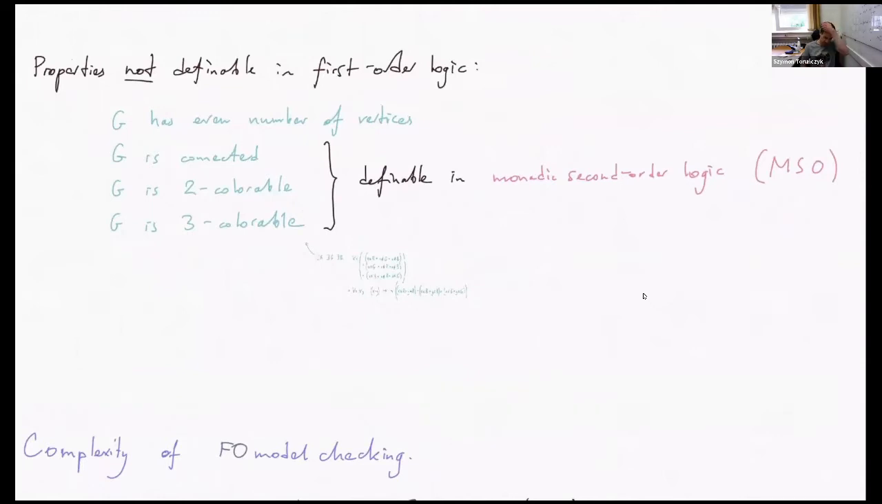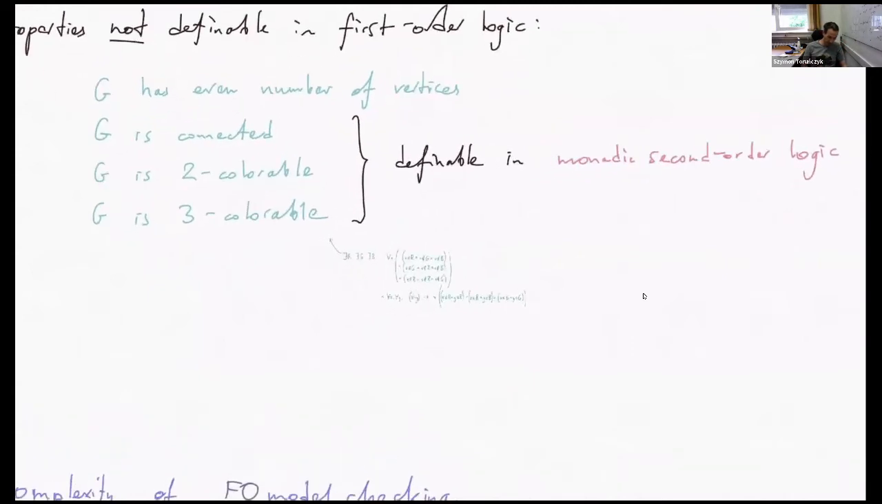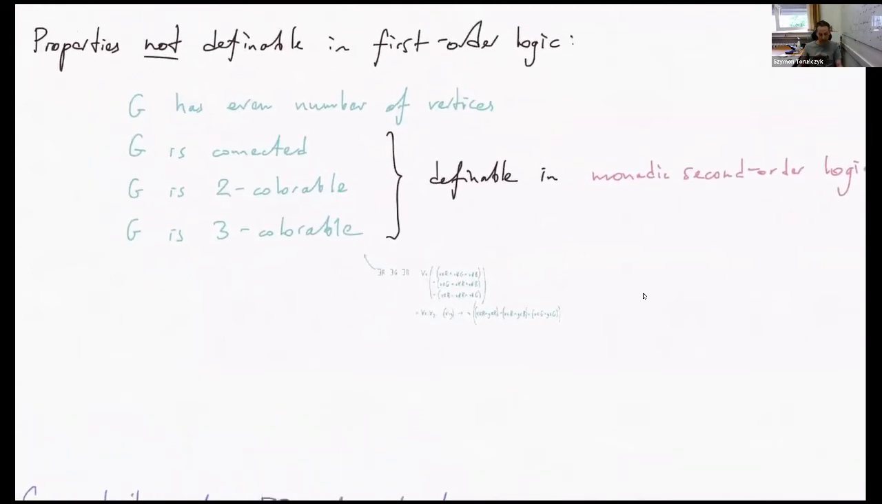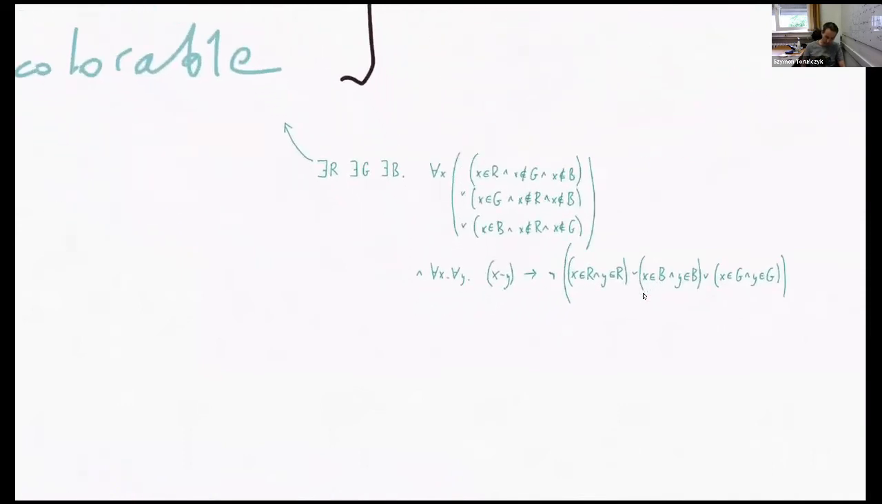powerful logic, which is called second order logic. Or that G is two colorable or G is three colorable. Those things are not definable in first order logic, but they're definable in MSO. Here's a formula of MSO, monadic second order logic, which expresses that the graph G is three colorable.